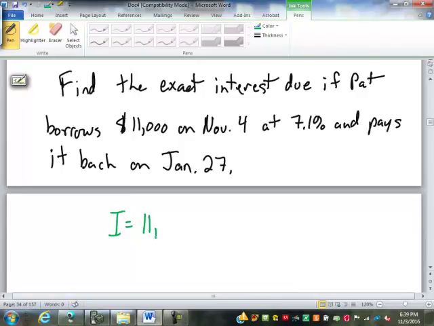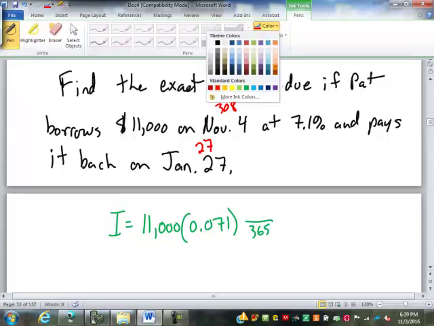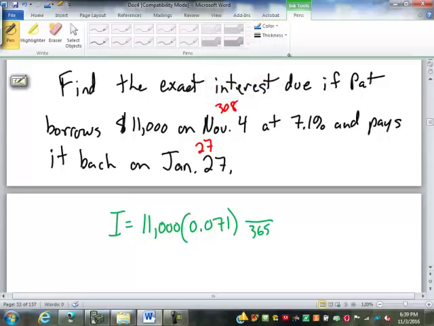So the amount of interest, your principal of 11,000 times what's going in as my rate? 0.071. The time, of course, is going to be over what, 360 or 365? 365, because we didn't say exact. If we look up November 4th, what day does that give us? January 27th is just 27. Since this wraps around a year, we have to take 365 minus 308. That is 57 days from November 4th to the end of the year, plus the 27 days more. So that's going to give us 84 days.